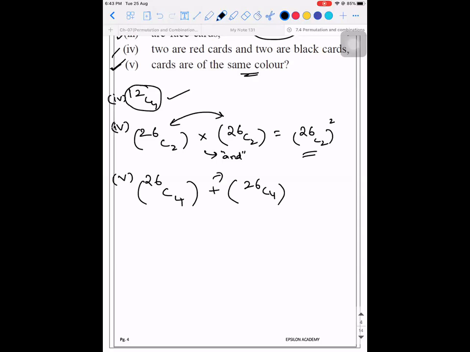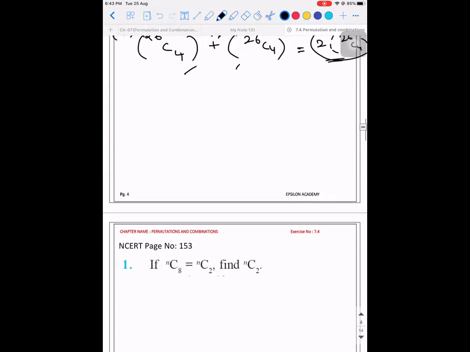Sir, because they are asking cards of the same color, sir. So here you are using OR. Yes, sir. Means from the 26 black cards, you can choose all the 4 cards to be black, or from the 26 red cards, you can choose all the 4 cards to be red. So OR means it is a plus symbol. So please be careful. 2 into 26C4, no, sir. Yes, 2 into 26C4. Okay, sir. You need not worry about this thing. This is more important. This one.